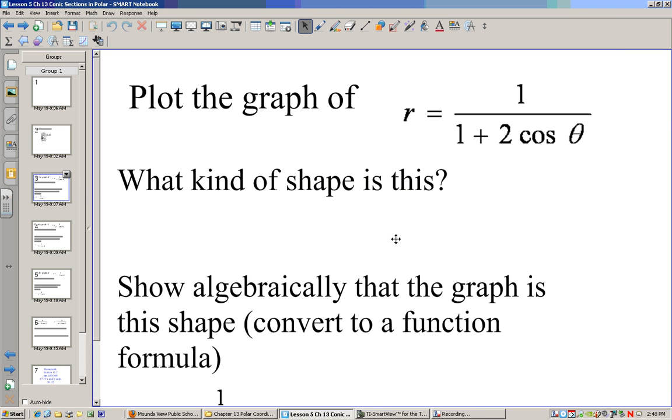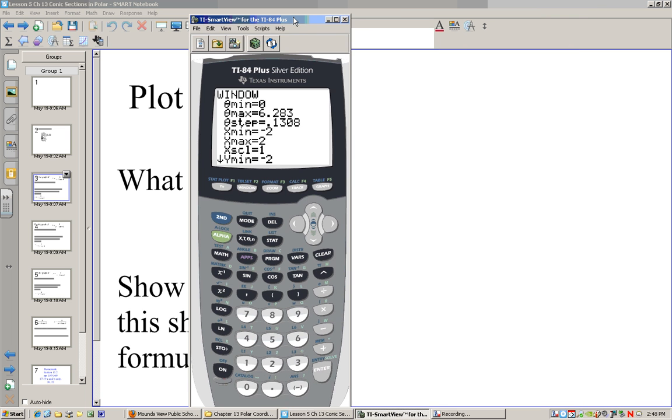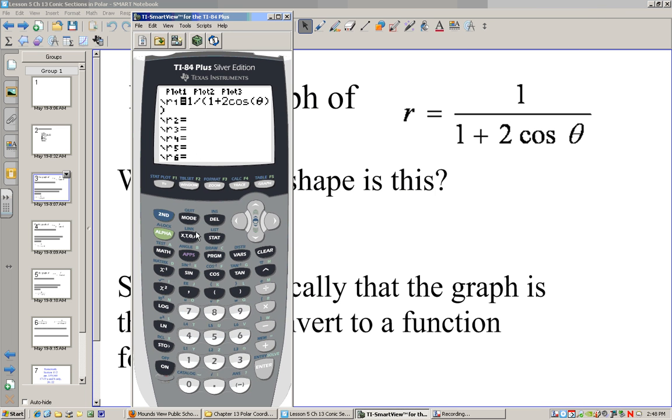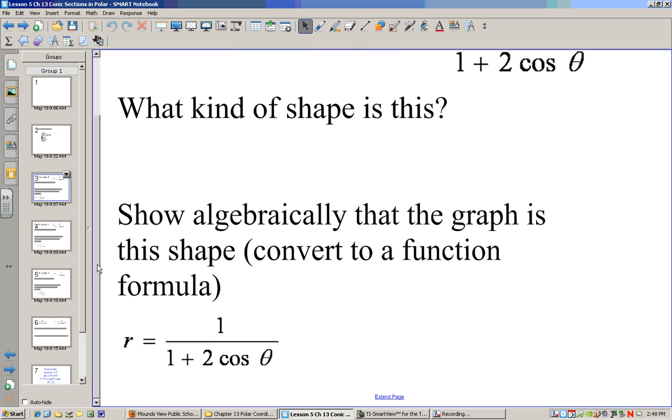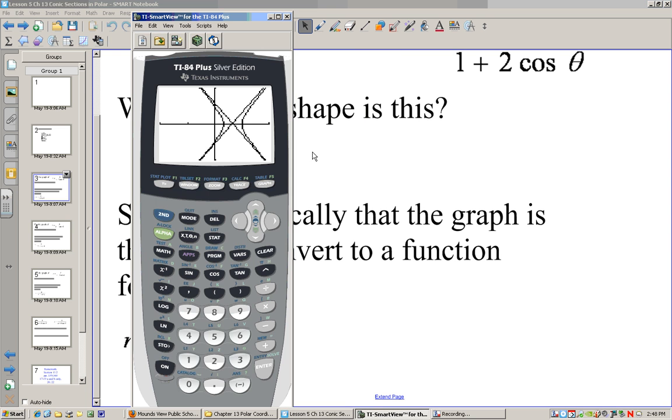The first thing we're going to graph is this equation. So in our y equals, which is now r equals, we type in 1 over 1 plus 2 cosine theta. If we take a look at the graph, this is a hyperbola. So this hyperbola, I can throw it on here, I guess.